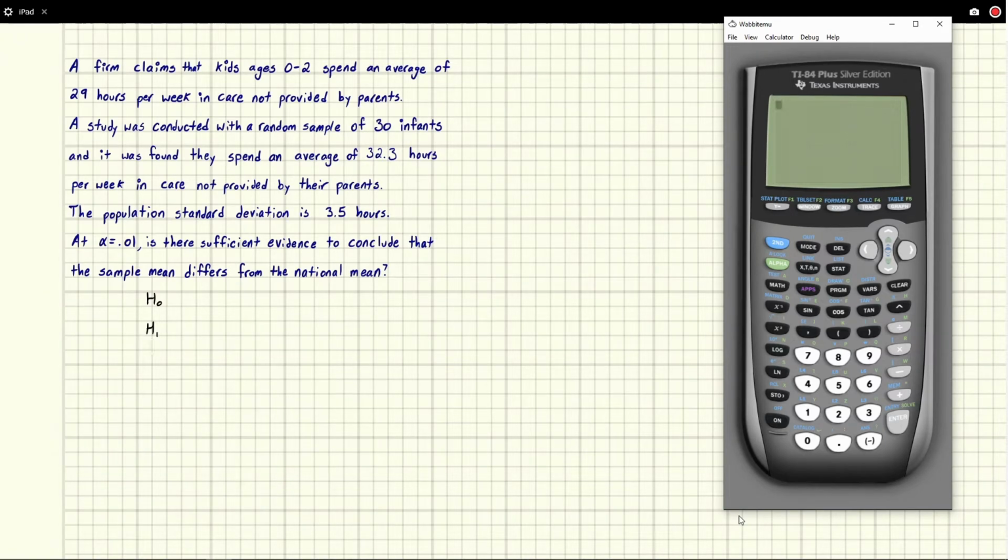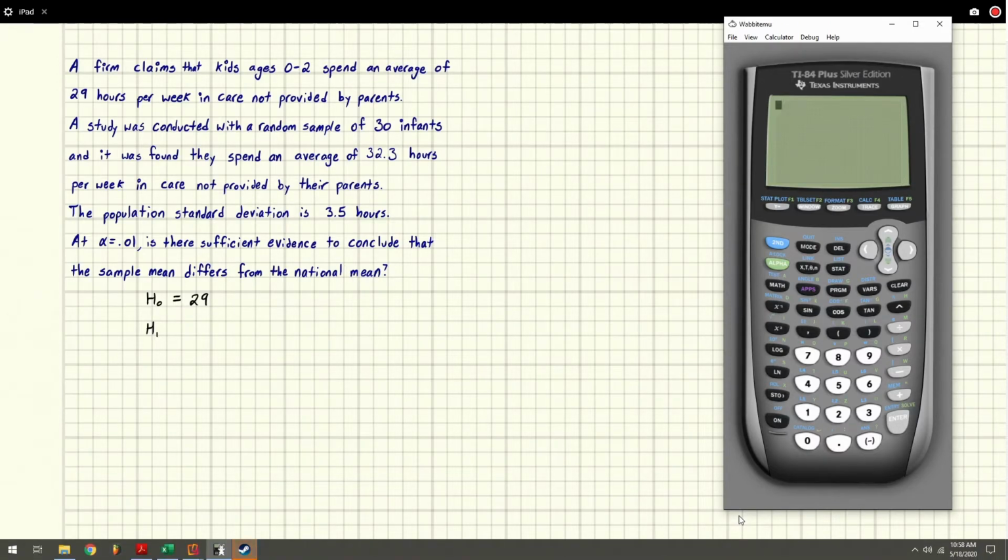So we say, okay, this is our claim, and they claim that kids ages 0 to 2 spend an average of 29 hours per week in care not provided by their parents. So they're saying that the average for all kids is equal to 29 hours per week. I'm just going to write 29, but keep in mind that this is hours per week in care not provided by parents. Now, if this is the claim, well, then the opposite of this is the null. The null always gets the equals sign.